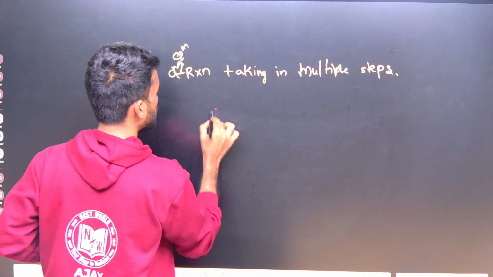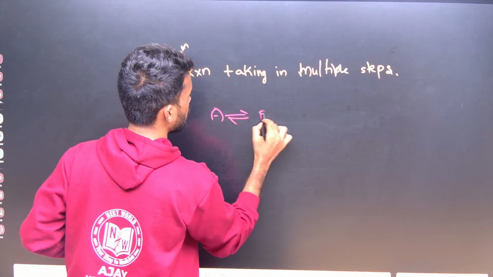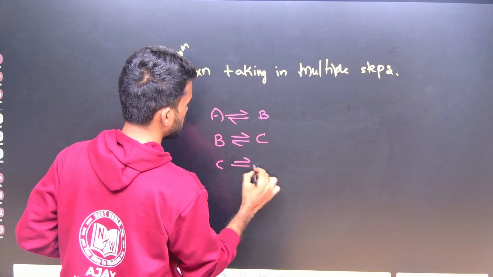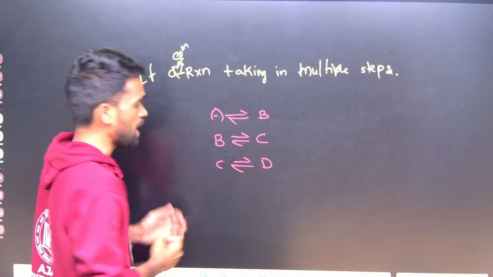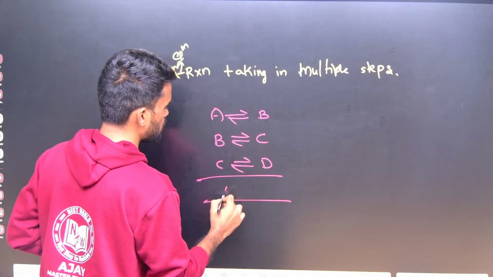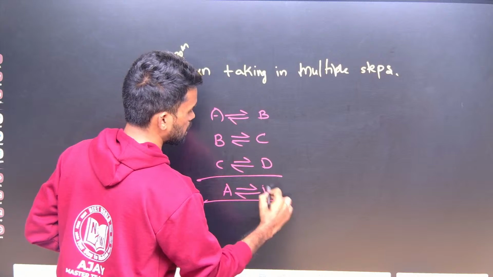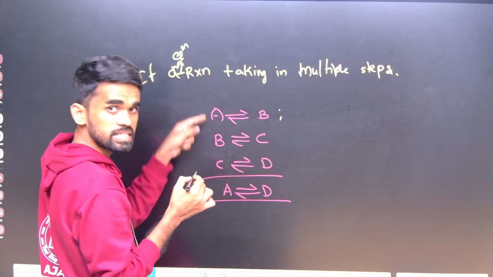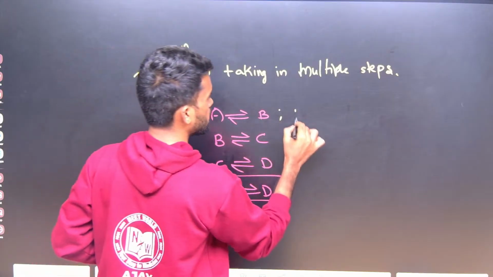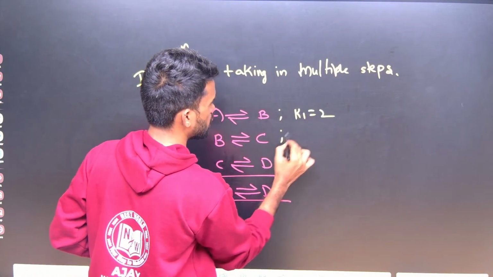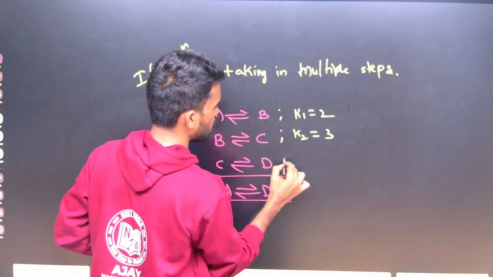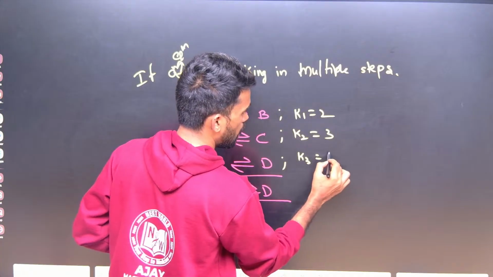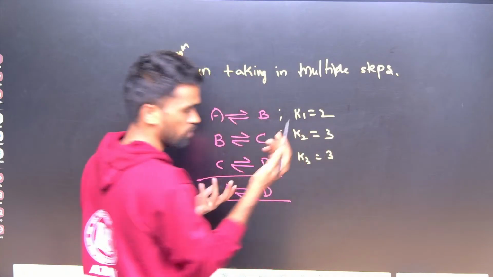For example, A is giving rise to B, B giving rise to C, and C is in equilibrium with D. Like this they will be giving, and they are asking what is the equilibrium constant for A to D directly, by giving the equilibrium constants for the single steps. So K1 something like 2, K2 something like 3, and K3 giving something like again some value, you can take some 3 here, whatever you can take.